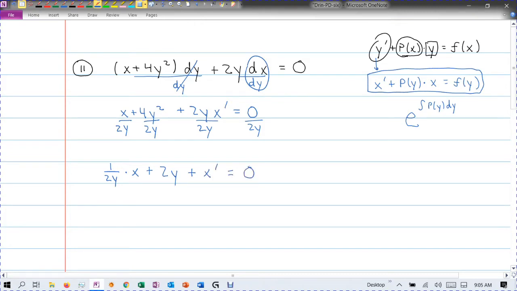Now we're getting closer. What we needed was x prime, right? So we have x prime. We need some function of y in front of x. So here we go, there's some function of y in front of x. And then on the other side of the equation, we need just some function of y, so we can take this 2y and move it over to the other side. Rewrite this: x prime plus 1 over 2y times x equals negative 2y. And now we have it looking the way we need it.